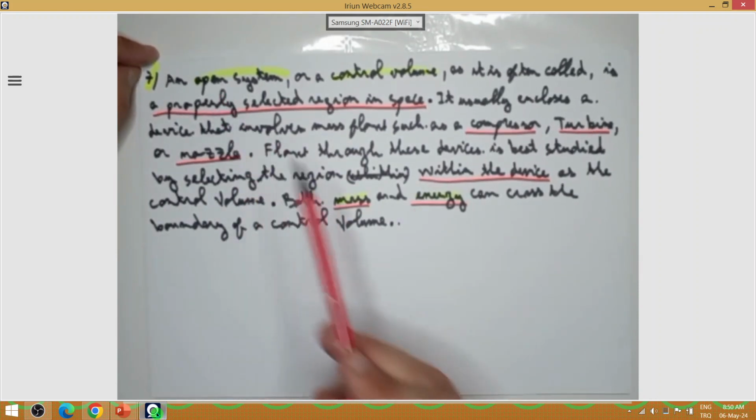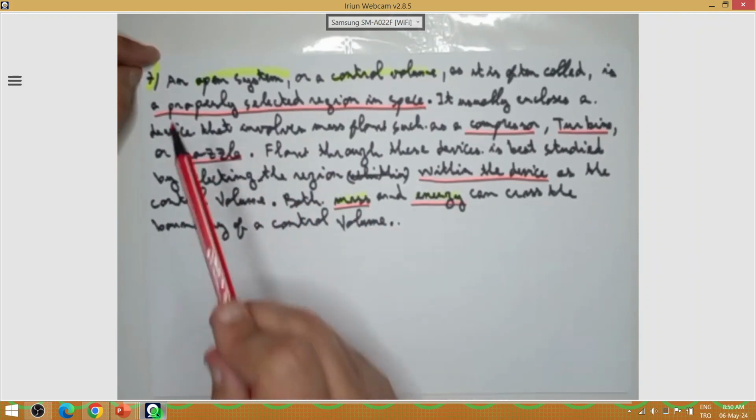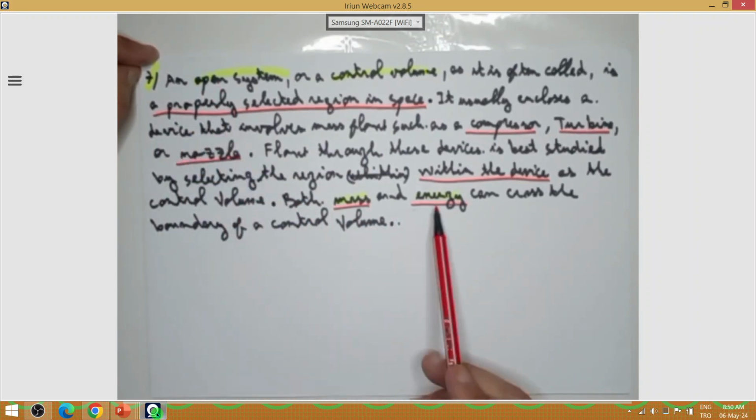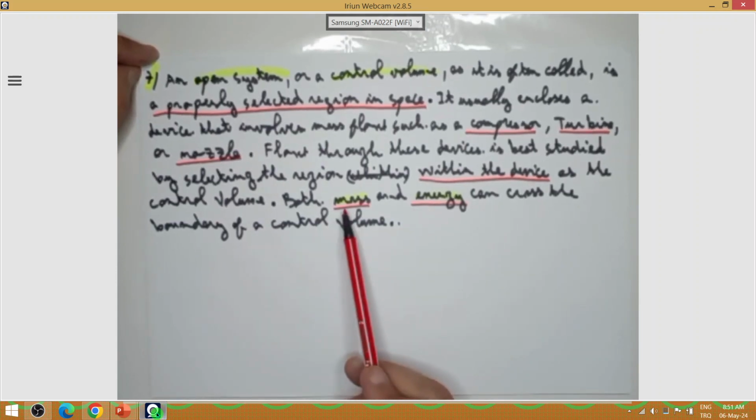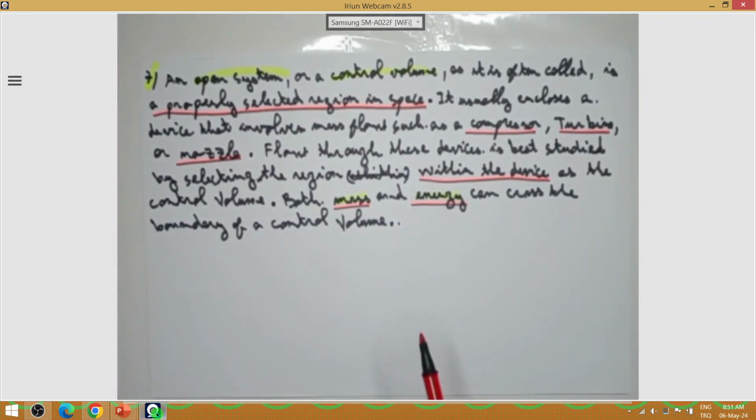So this is the difference between open system and closed system. In a closed system, only energy can cross the boundary, but when we speak about an open system, energy and also mass can cross the boundary. We will see another note before seeing an example. We'll try to understand all this in an example. But before moving to the examples, we will see also note 8.